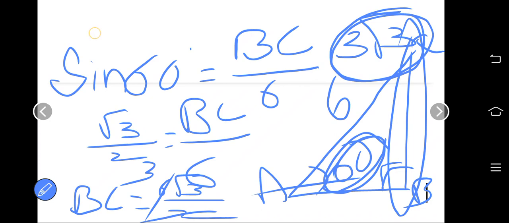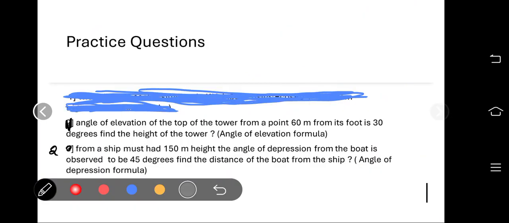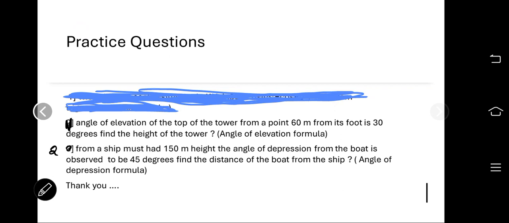And these are your practice questions for angle of elevation and depression. These are the two practice questions which you have to practice. The first one is about the angle of elevation, and the second one is about the angle of depression.